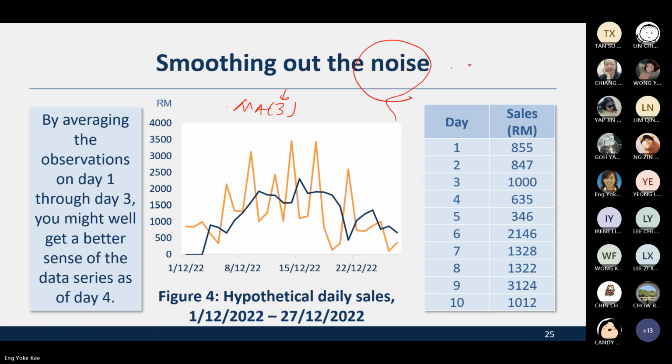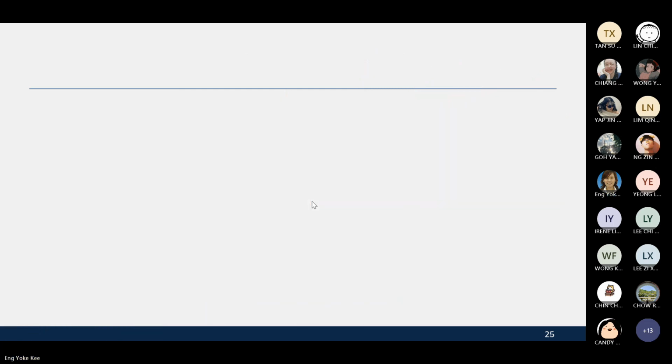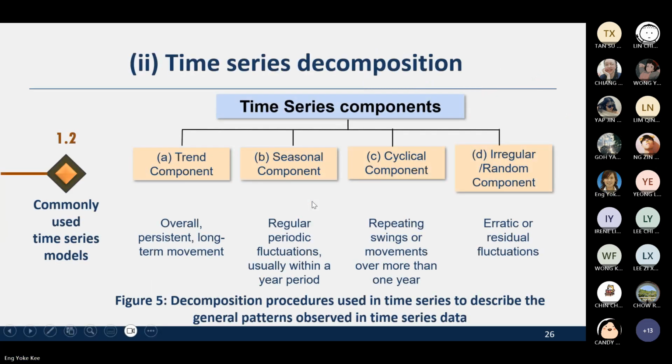Reducing the noise so that you can see the clear signal. So you see your peak of the sales is around this period. All right, so that is basically what we call a smoothing method. The next one, time series decomposition, we will cover I guess next week.